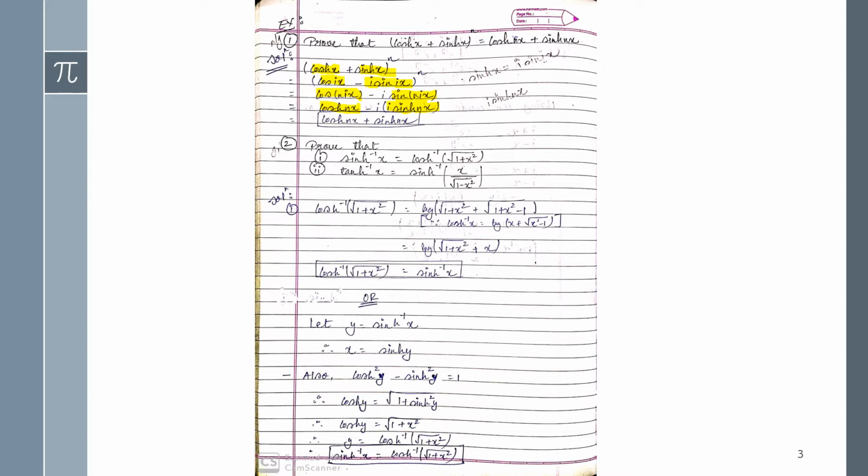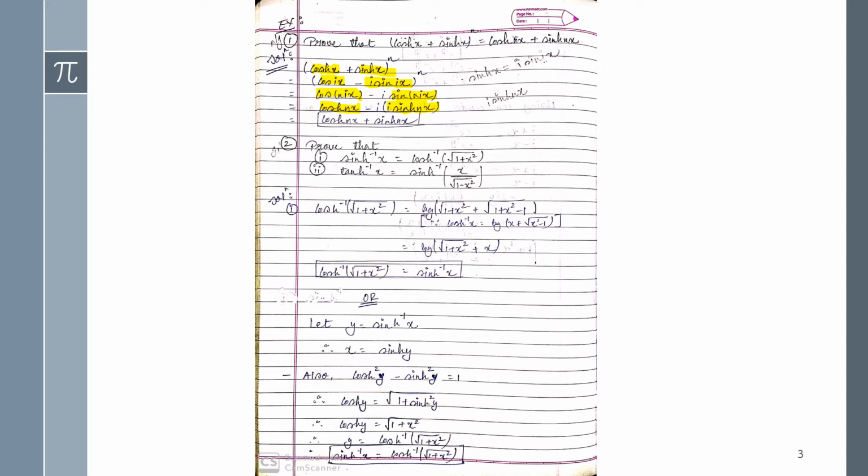Now see the second example. Prove that sinh inverse x equals cosh inverse of under root 1 plus x square. sinh inverse x we have already studied, but in place of this you have to find cosh inverse of under root 1 plus x square. I am starting here with the RHS. See guys, this one you can solve by two methods. Here I am doing both methods, and whichever you like you can apply.